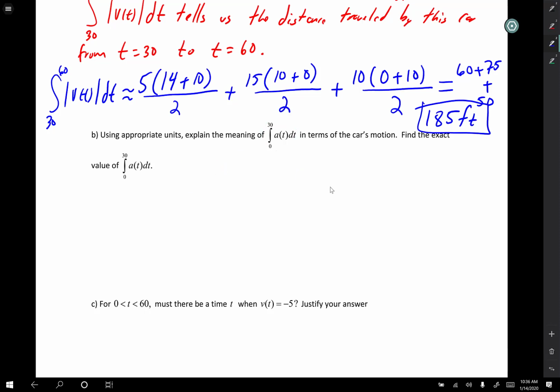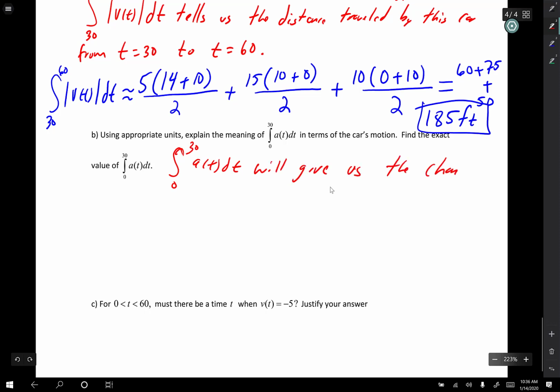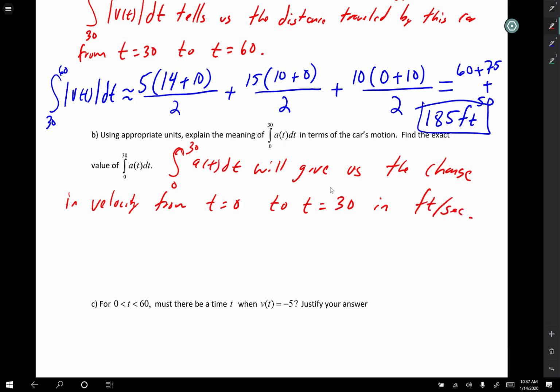Let me write it down here, guys, what this gives us. The area under the curve from 0 to 30 of A of t dt will give us the change in velocity from t equals 0 to t equals 30 in feet per second. And I think maybe I threw you guys too much too soon. That is something you'll get once we start doing more and more.